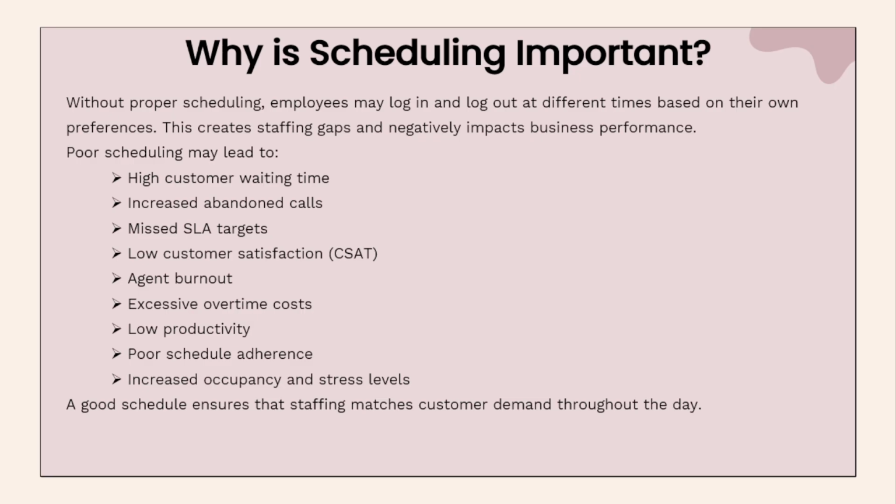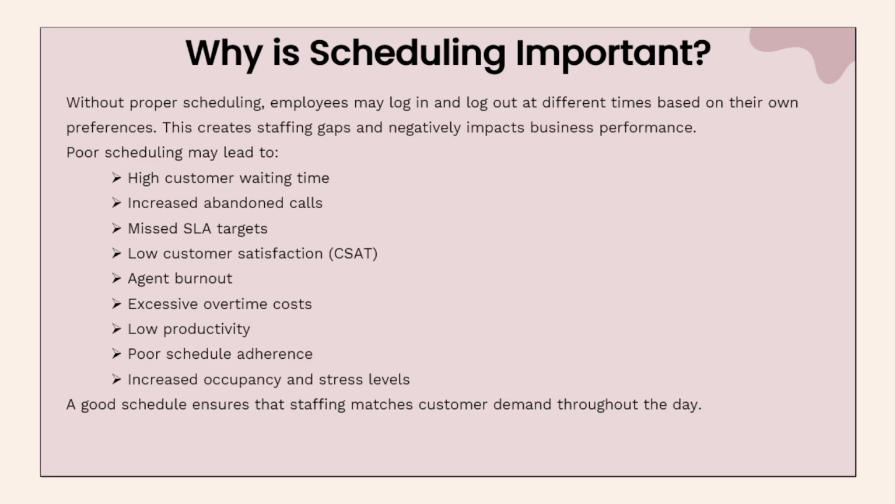Just like that, we have schedules in offices, because if we don't have them, agents will come according to their preference, according to their wish. They will log in and log out according to their own preferences, and that will create a negative impact on the business. Why? Because this will affect our SLA, our customer satisfaction, our reputation, and the client may take the business back from us. Okay, so what does poor scheduling lead us to? Higher customer waiting time.